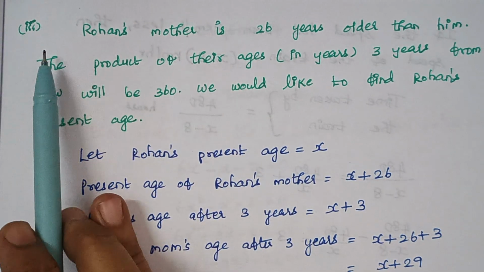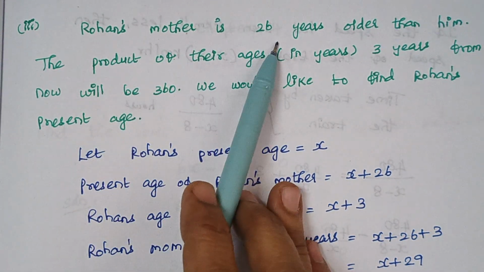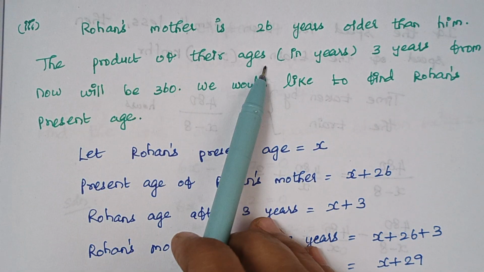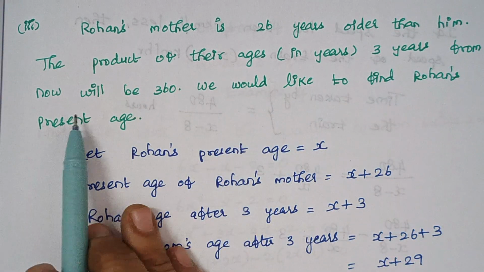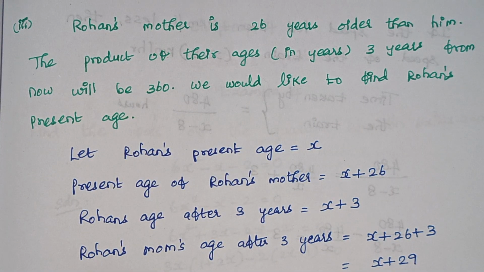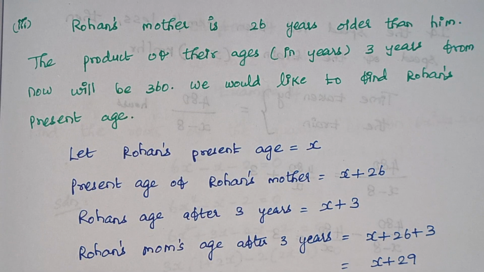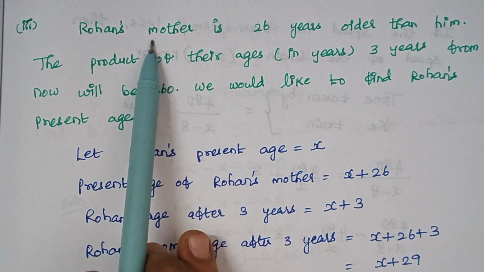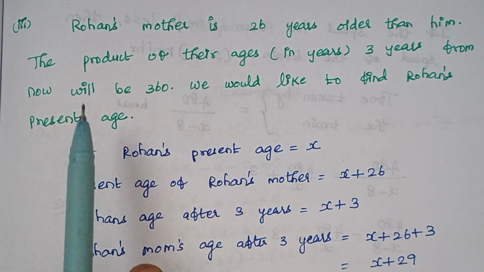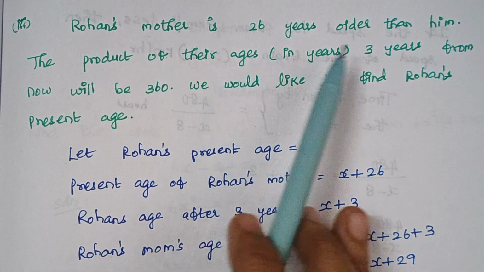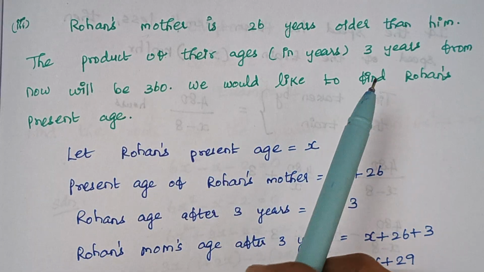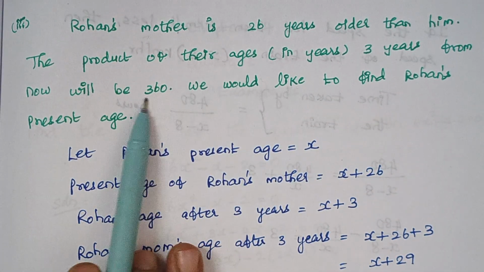The next one is the third question. Rohan's mother is 26 years older than him. The product of their ages 3 years from now will be 360. We would like to find Rohan's present age. So here the ages of two persons are given. One is Rohan's mother and another one is Rohan. The given clue is the product of their ages 3 years from now. So not in the current stage, after 3 years it is 360.